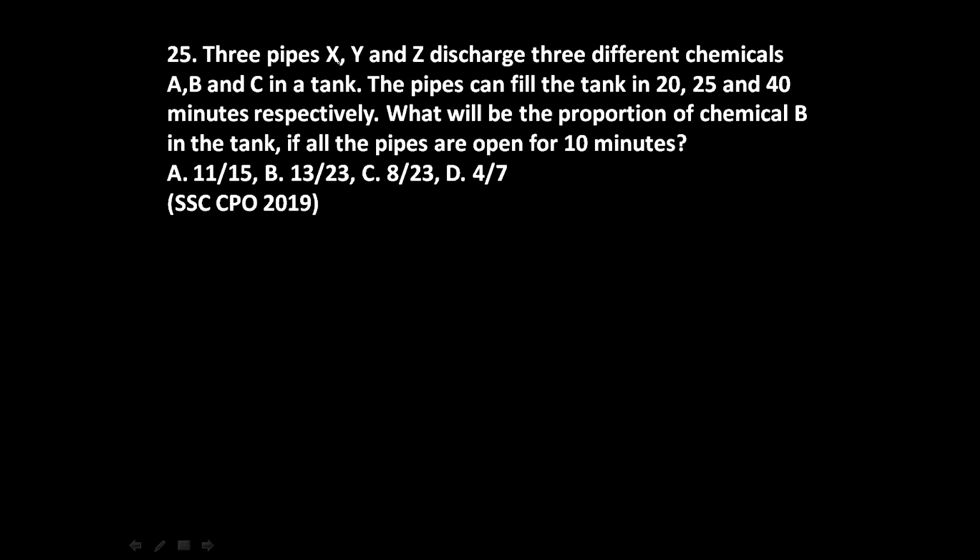3 pipes X, Y, Z discharge 3 different chemicals A, B and C in a tank. The pipes can fill the tank in 20, 25 and 40 minutes respectively. What will be the proportion of chemical B in the tank if all the pipes are open for 10 minutes? Okay, so how will you solve it? If 3 pipes are like this, it takes 20, it takes 25 and it takes 40 minutes. It's A, B, C.